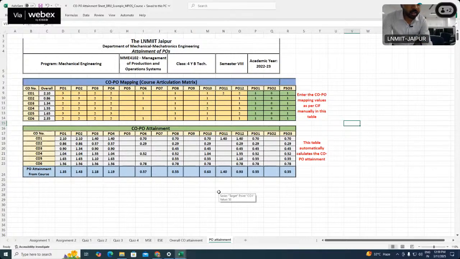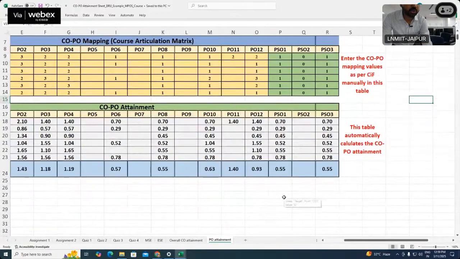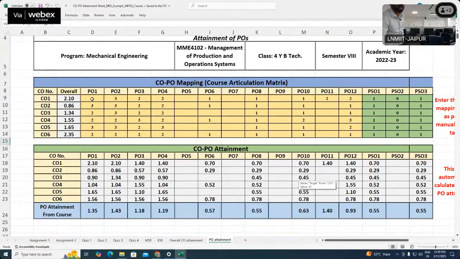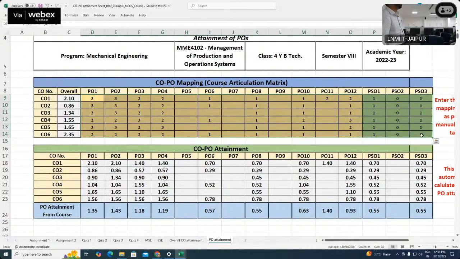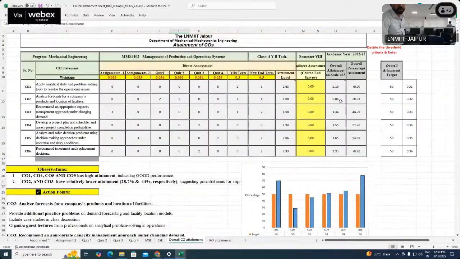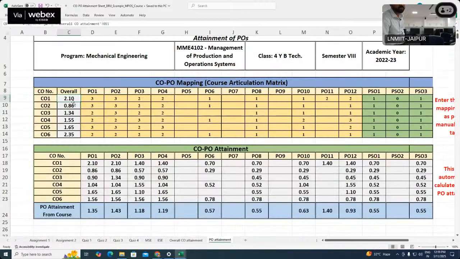And lastly, PO attainment. In your course information file, or CIF, you could have already created this course articulation matrix. These values are available to you. According to this, you have to enter these values manually. These attainments we are copying from this particular cell. So these are the cells where we have calculated overall attainment on a scale of 3. We are reading these particular values here.